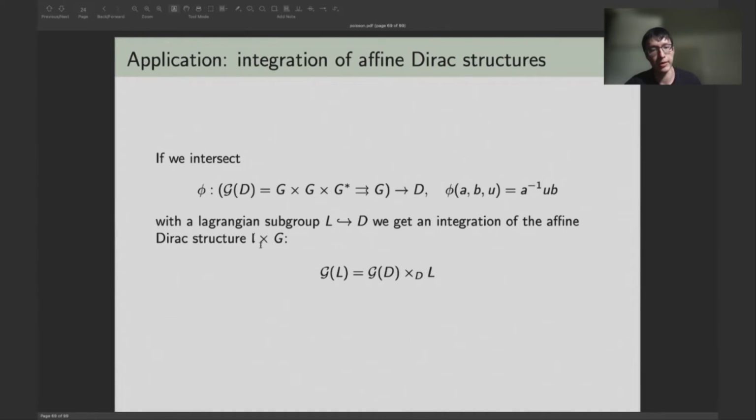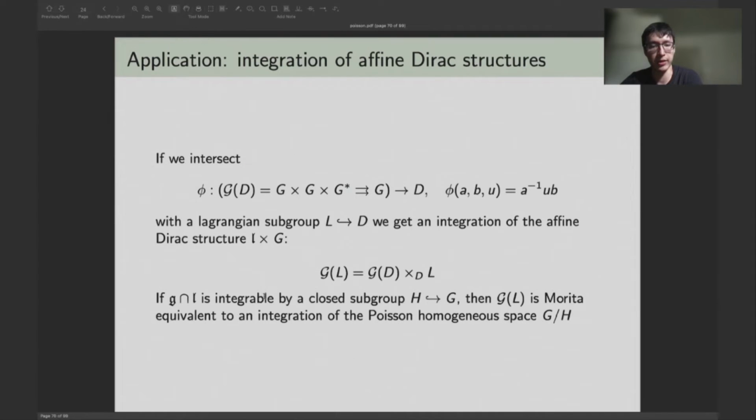which is described by just an action Lie algebroid by trivializing the current algebra of G. For example, if L is G star, what we get is the Lu-Weinstein symplectic groupoid integrating G. But in general, we get more things. So if this Lie algebra is integrable by a closed subgroup H, then this G_L is Morita equivalent to an integration of the Poisson homogeneous space G modulo H.